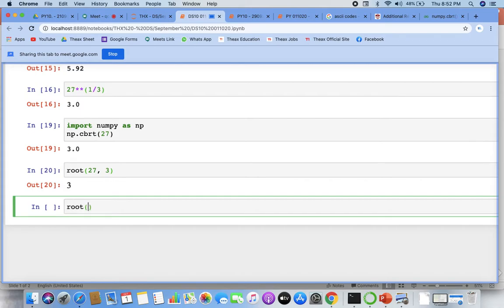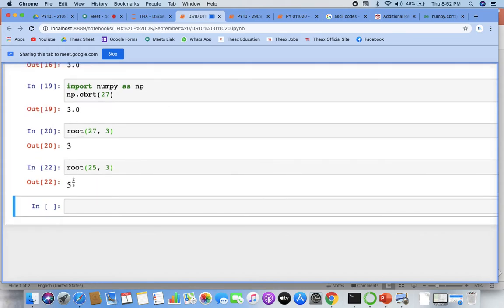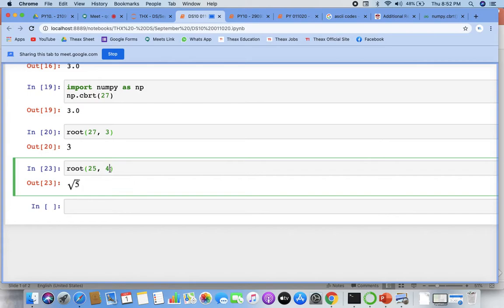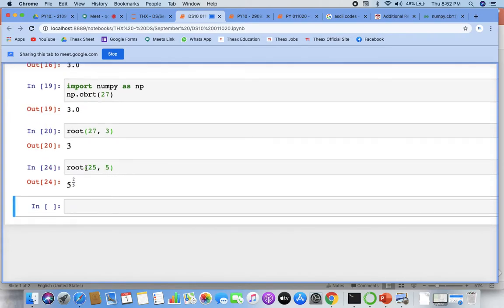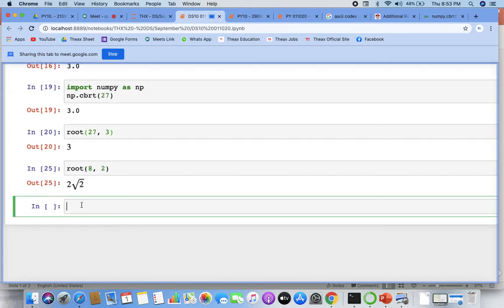If I say 25th root of 2 under root, that's 5. If I say cube root, that's 5, 2 by 3. If I say 4th root, it's something like this. 5th root, something like this. So it goes like this. If I say square root of 8, it's 2 root 2, right?